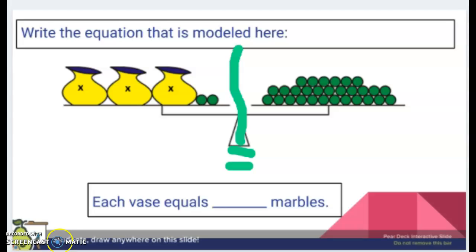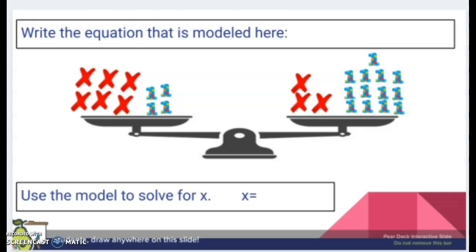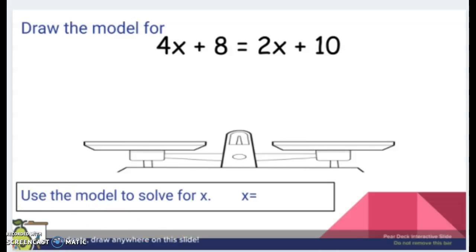So you're responsible for completing the rest of this slide. You are going to complete slide number 5, slide number 6. Those, remember, are writing the equation and then solving. And then slide 7 we're going to work on together because this one is drawing the model. So you have the equation. You're going to draw the model first, and then we'll solve for it.